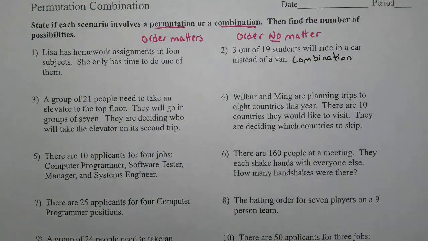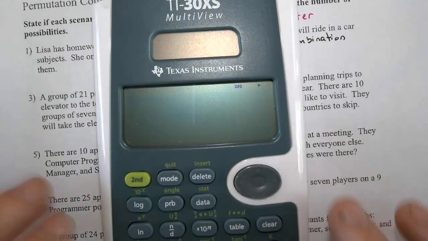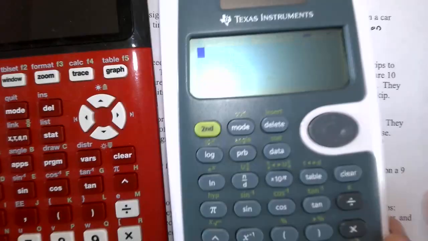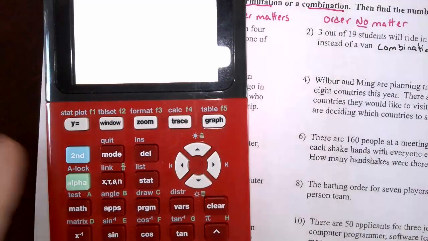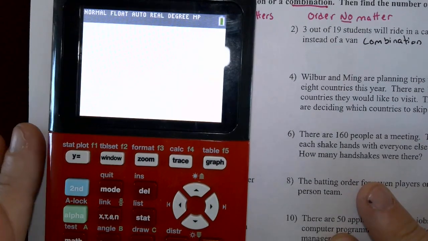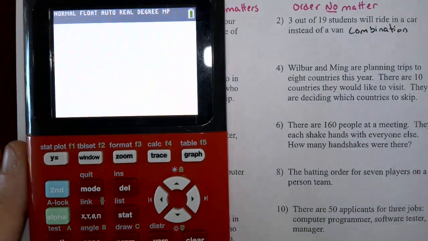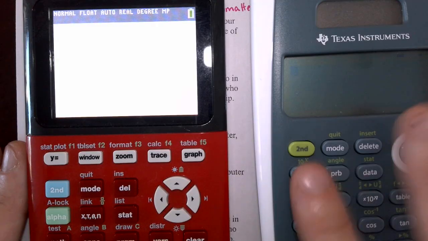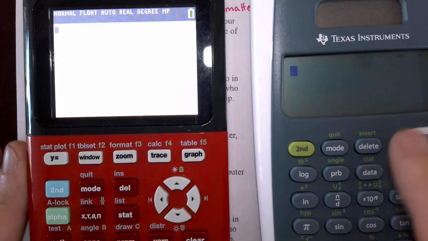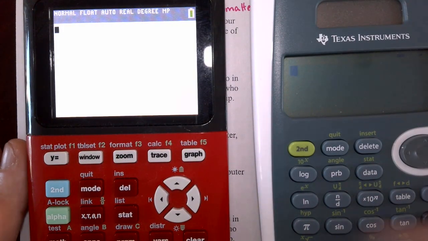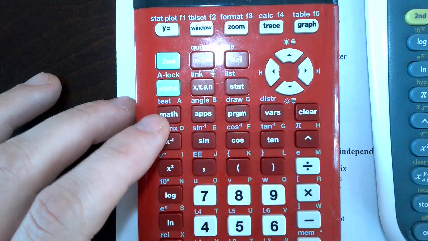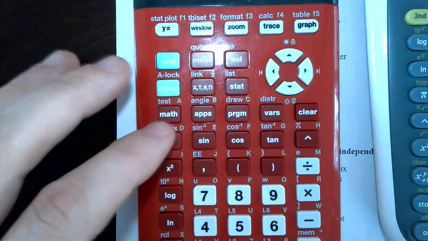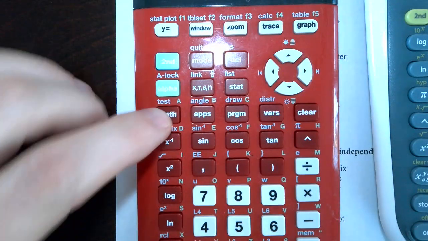So we will have to use a button in our calculator. Now, depending on what calculator you have will determine how you're going to have to do it. So I'm going to start with the most typical calculator. Hopefully you have a graphing calculator. If you don't, I hope you have a scientific calculator, hopefully one that has a PRB button. If you have a graphing calculator, you have to hit the math button, unless there's a different shortcut, but I don't see one. So we hit the math button.